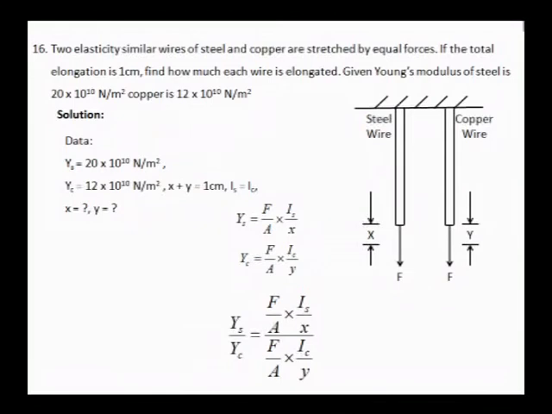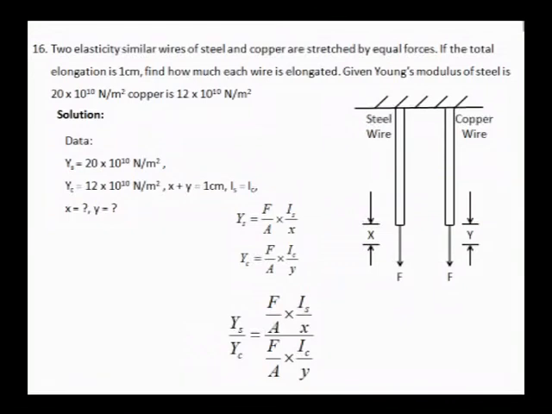So, if we take the Young's modulus of steel as Ys, that is 20 into 10 to the power of 10, and Young's modulus of copper as Yc, that is 12 into 10 to the power of 10 Newton per meter square. The total change in length or extension when the two wires are joined together is given as x plus y, that is equal to 1 centimeter. We are asked to calculate the extension in each wire, x equal to what and y equal to what.